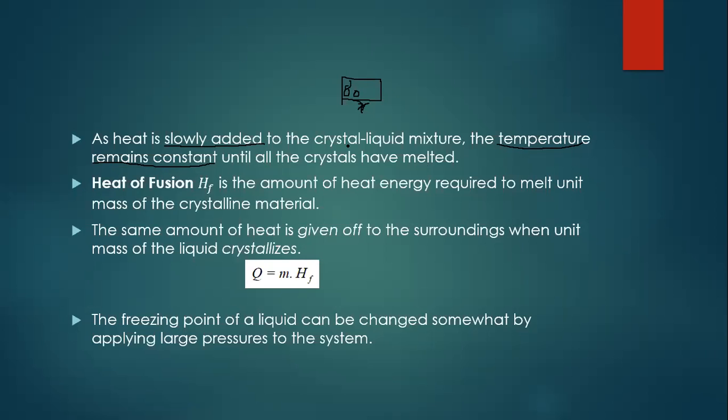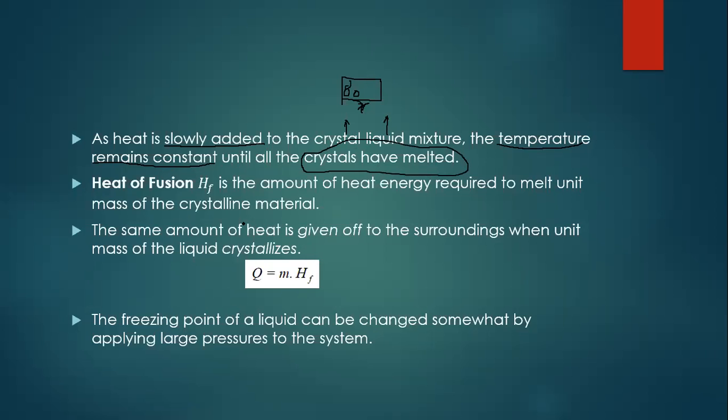All right. So if you introduce heat slowly to a crystalline material, what will happen is there will be a mixture of the solid and the liquid, but the temperature will remain constant until all the crystals have melted. Only when all the crystals have melted will the temperature change.